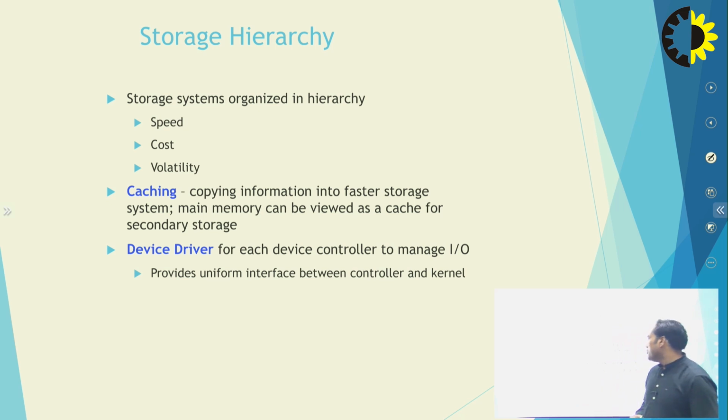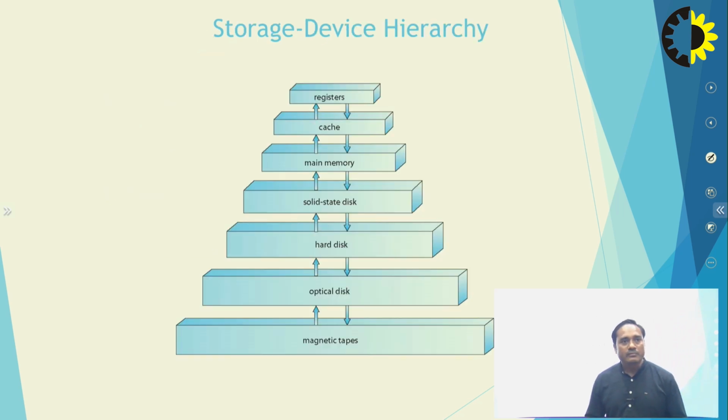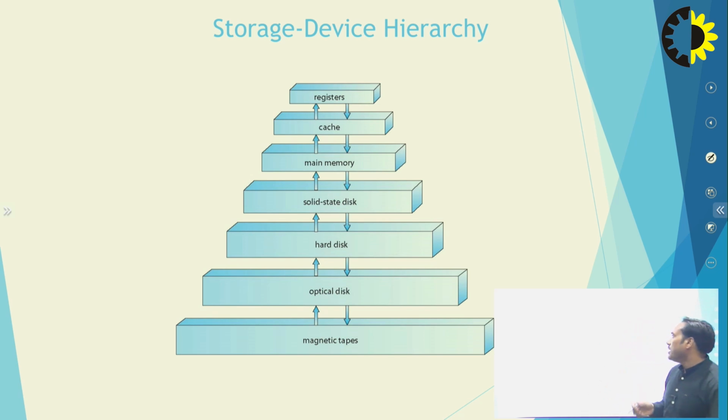Controller to manage input output provides uniform interaction between the controller and the kernel. So the device controller is used to control the data and the information by input output functions, and to manage the data which are given by the input output information. So this is the storage hierarchy.